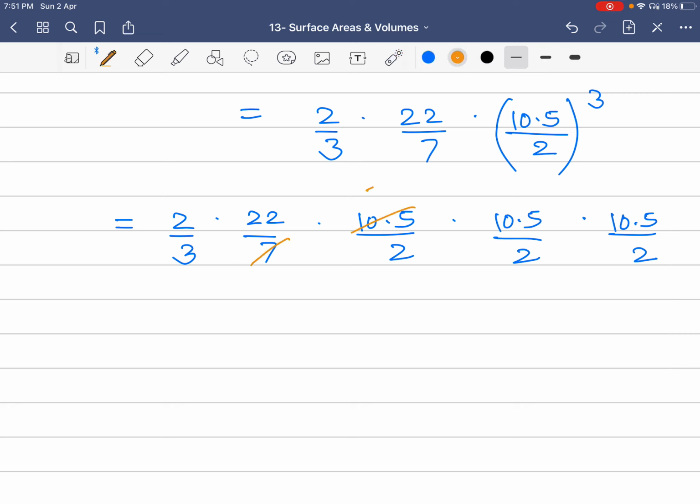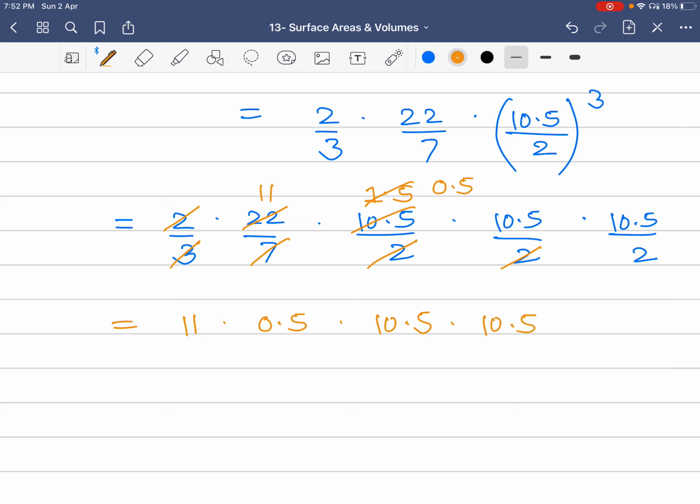7 into 1.5 is 10.5, since 7 into 15 is 105, so that one is a decimal. Now this 3 also divides this, which gives 0.5, since 3 into 5 is 15. Further, this 2 and this 2 cancel each other, and this 2 and this 2 will also make it 11, since 2 into 11 is 22. What remains is 11 into 0.5 into 10.5 into 10.5. This is the volume of our hemisphere.